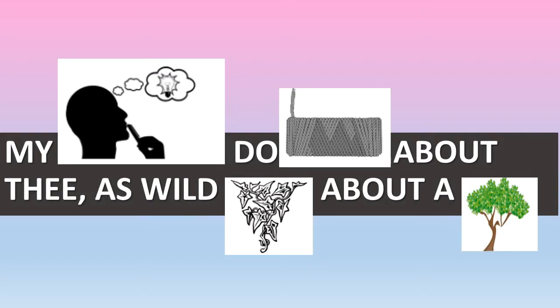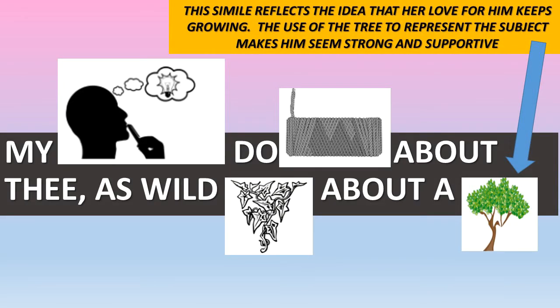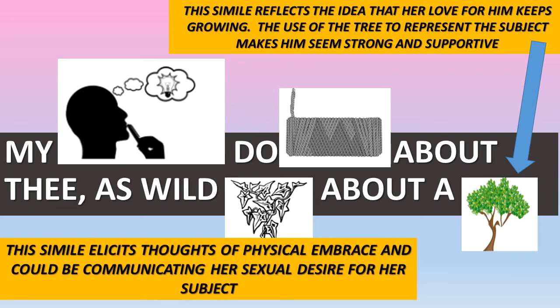My first one is this: "my thoughts do twine about thee as wild vines about a tree." And this is what I'd say about that one. So, it's a simile, and this reflects the idea that her love for him keeps growing. The use of the tree to represent the subject makes him seem strong and supportive. I could also talk about the fact that this simile elicits thoughts of physical embrace and could be communicating her sexual desire for her subject.